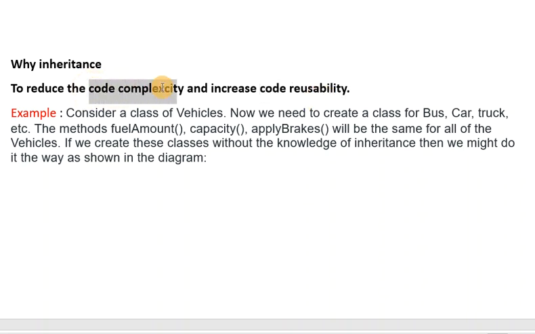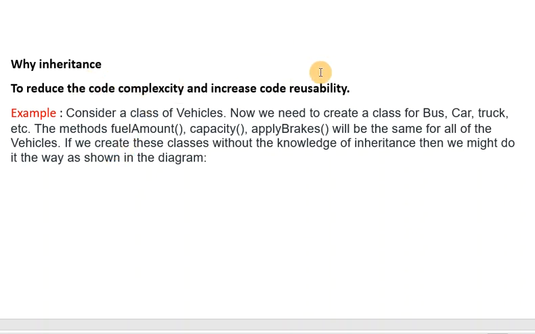Code complexity means we are writing the same code again and again, which makes the program bulky. And code reusability means we write the code in one place and use it again and again to make the program thinner, not bulky. We don't want a fatty or bulky program. We want a thinner or slim program that is going to execute faster and also maintains the code structure and organization. So this is the main objective of inheritance.